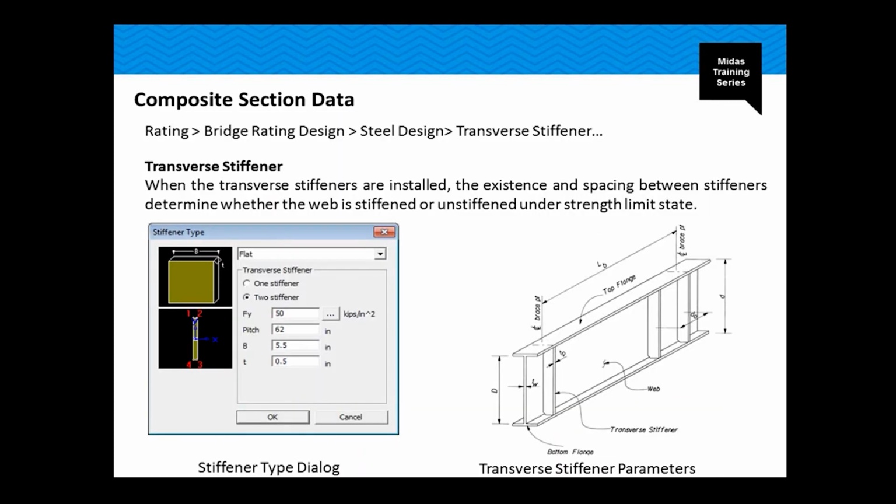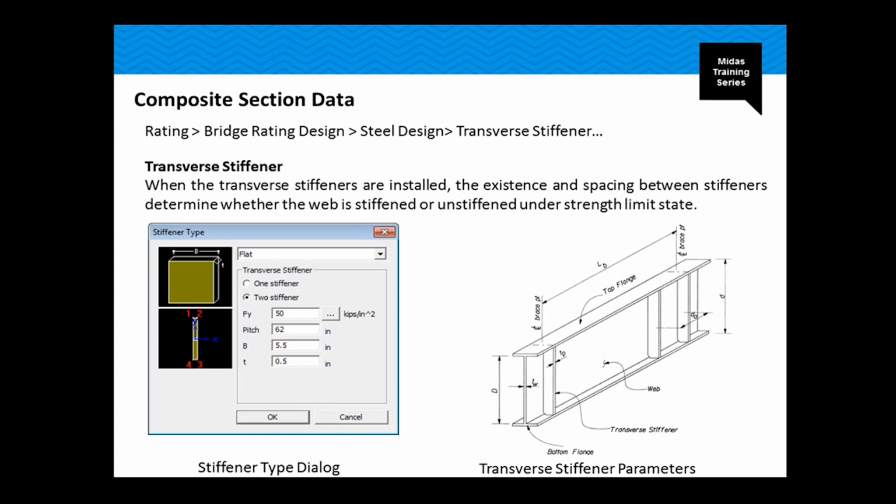Then we have something called composite section transverse stiffener. When the transverse stiffeners are installed, the existence and spacing between the stiffeners determine whether the web is stiffened or not under the strength limit state. So you can define, for example, in this case, the flat stiffener, and you can give it the pitch and also the size of it, whether you're using 1 or 2. You can also define that.